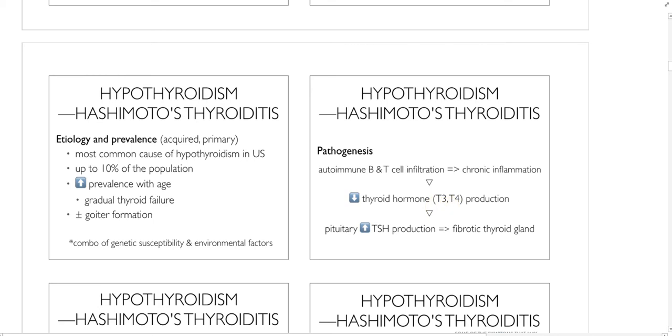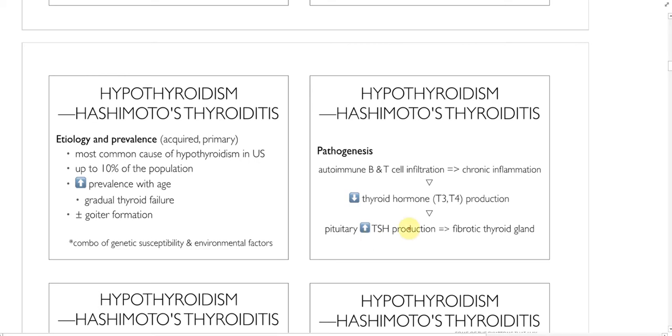And because the endocrine system works on a negative feedback loop, the decreased production of T3 and T4 is going to then result in an increase in pituitary gland TSH production. And the reason why we have an increase in TSH production is because the pituitary gland, the anterior pituitary, is going to activate and release TSH when it's under the impression that there isn't enough T3 or T4 in the body.